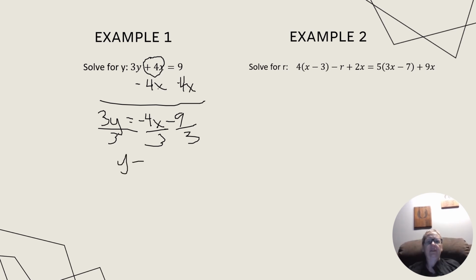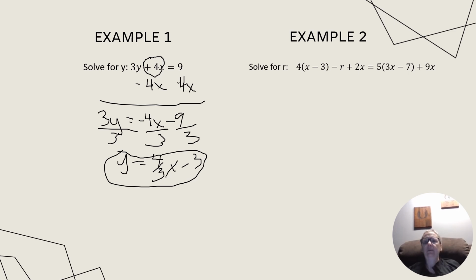So I'm just going to rewrite this side. This is negative 4/3 x, and then 9 divided by 3 is just 3. And that's it. That's all there is to this. So it's not really anything new. It's just you getting used to working with this multiple letter thing.